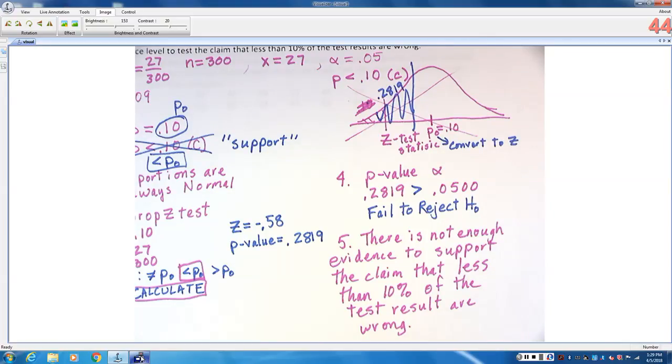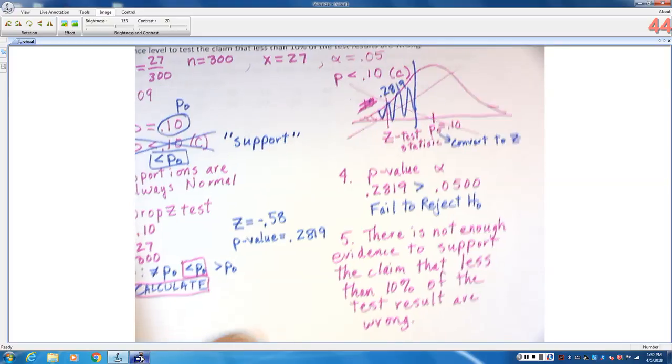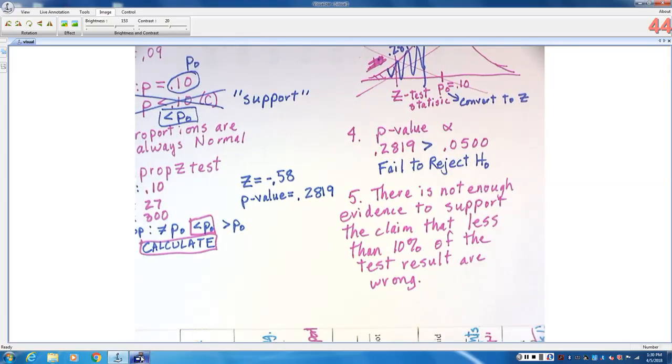Does that make any sense? Are people still writing here? So on these tests, we can't just compare our X bar to our mean. That's just one sample. And the test in the background is using the normal curve or the t-distribution curve.